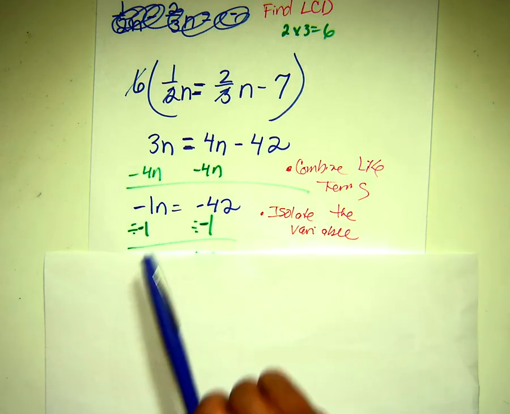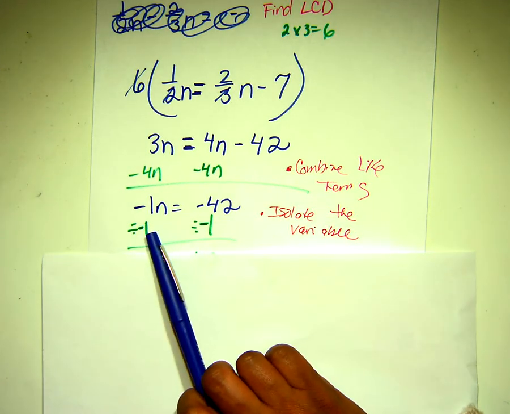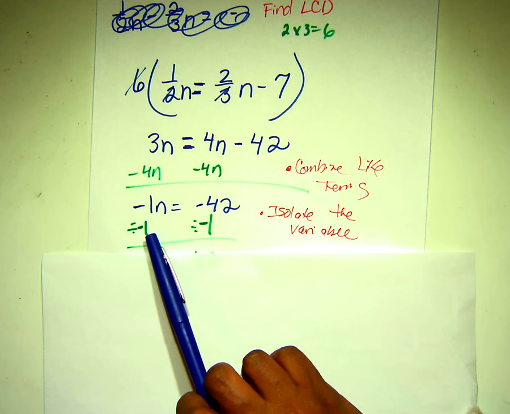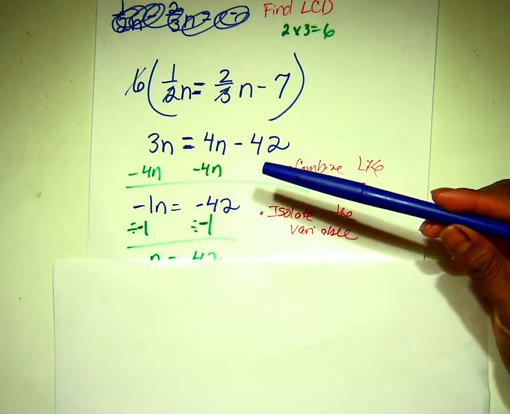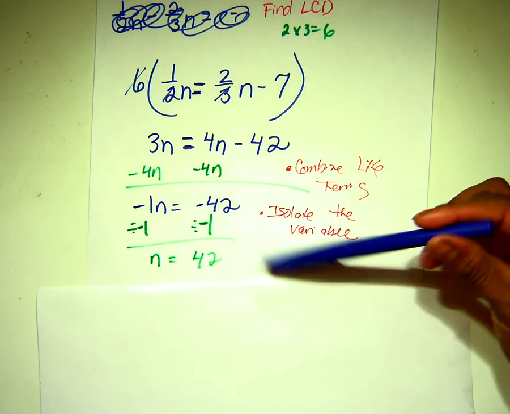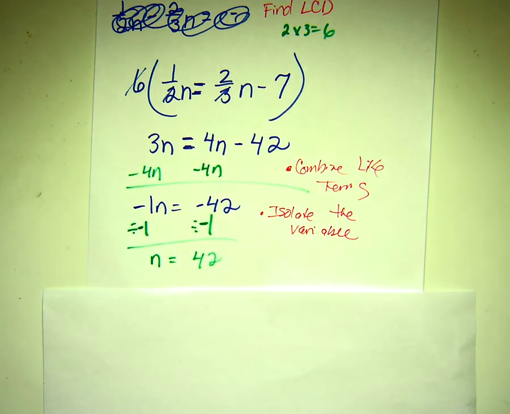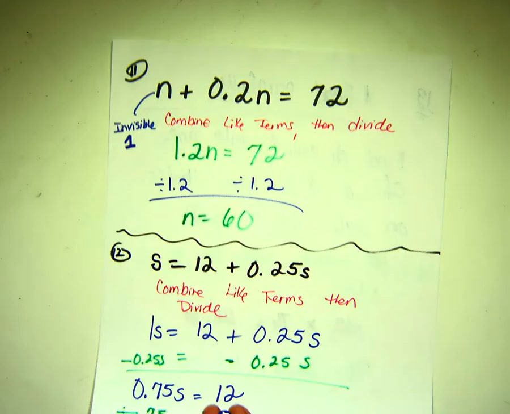Isolate the variable. The variable is n. Notice how 1 is attached to the n. So you're going to divide everything by that negative 1. 2 negatives give you a positive, so your final answer is positive 42. So yay! So hopefully you're keeping up with me so far.